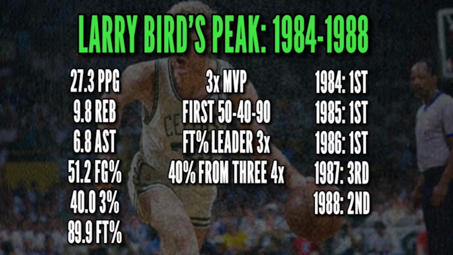And just getting back to Larry's efficiency during this run, in 1987, he had the first ever 50-40-90 season. That was while averaging 28 points per game. And during this run, he led the NBA in free throw shooting 3 different times and shot over 40% from 3 4 times.